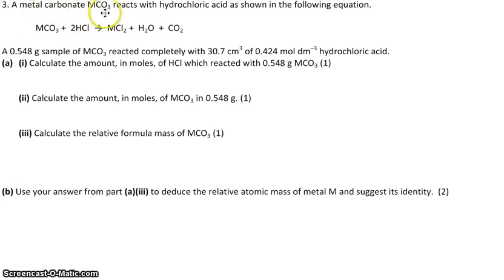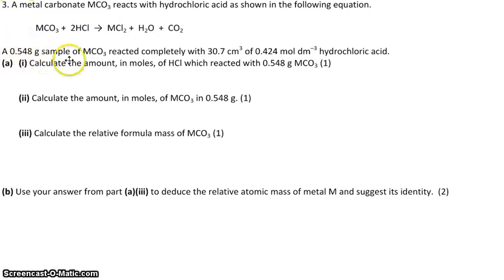On with question 3 of your test. This one's about a metal carbonate MCO3 reacting with hydrochloric acid, as shown in this equation. Really, you should recognise here, if you know your ions, carbonate ion is CO3 2-, so you should recognise that the metal is probably going to have a 2+ charge, so it's either going to be group 2 or some sort of transition metal.